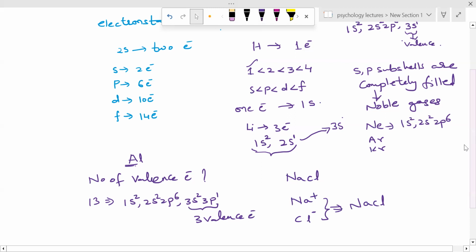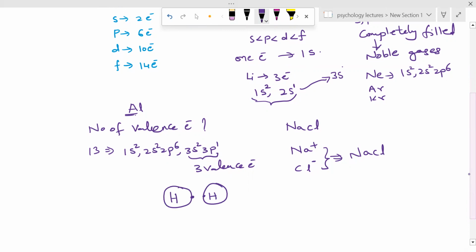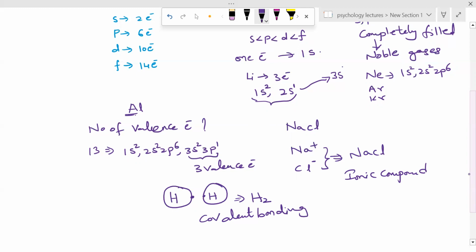There is also another way of forming compounds, by sharing electrons. For example, hydrogen has one electron, and another hydrogen has another electron. These two electrons are shared by both atoms and form H2. So this is ionic bonding and this is covalent bonding. This is the basis for forming atomic or molecular aggregates based on atomic bonding. So this is all about Pauli's exclusion principle, valence electrons, and bonding between atoms.